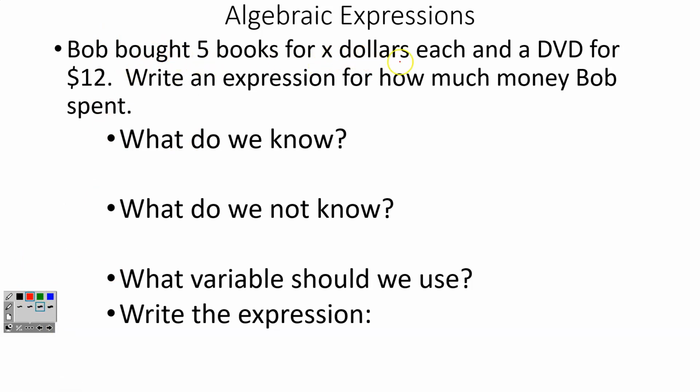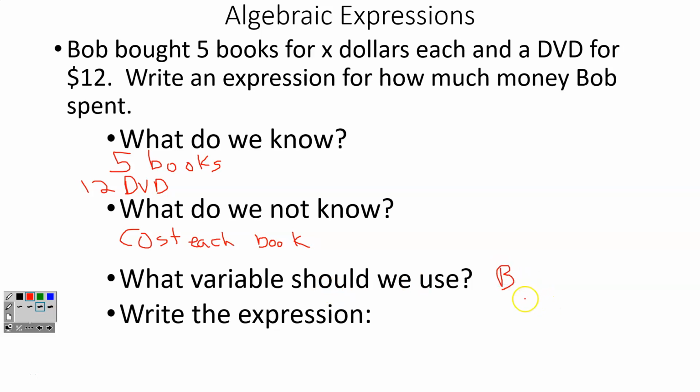Bob bought 5 books for X dollars each and a DVD for $12. Write an expression for how much money Bob spent. What do we know? Well, we know he bought 5 books. We know he bought a DVD, which was $12. What do we not know? We don't know the cost for each book. What variable do we want to use? Well, typically students would say the letter B because B for book.